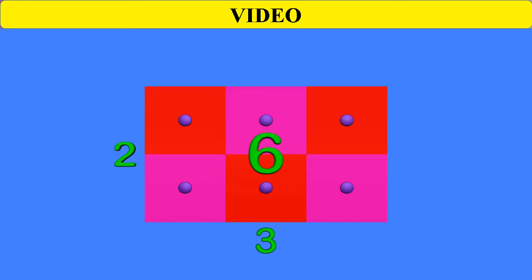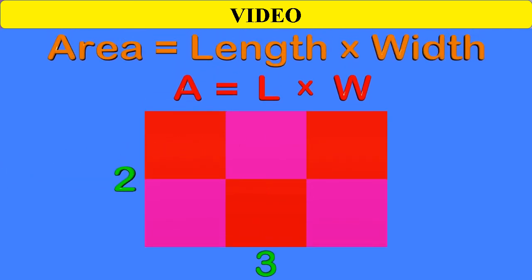Great job! Because this rectangle is divided perfectly into square units, we could count the square units to find the total area. That is cool, but there is an easier way to find the area. In order to find the area of any square or rectangle, you can multiply the length times the width. This is called a formula. A formula is a mathematical way to solve a problem. To find the area of a square or rectangle, the formula is area is equal to the length times the width.